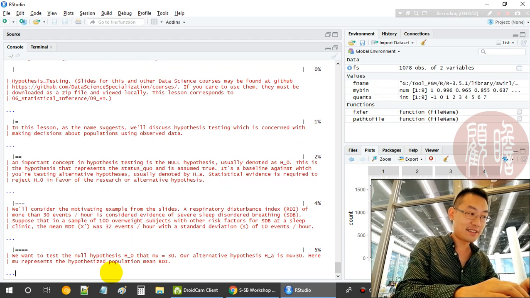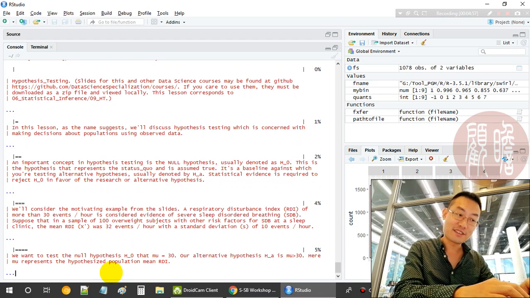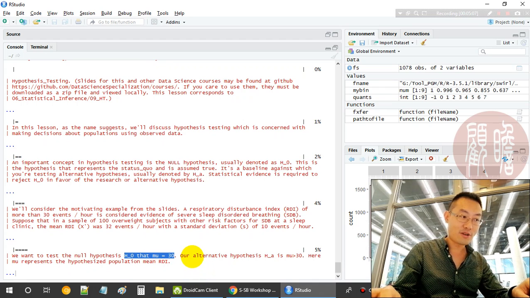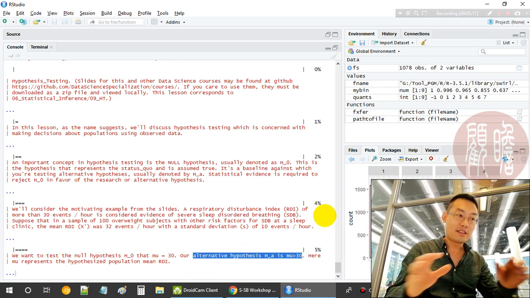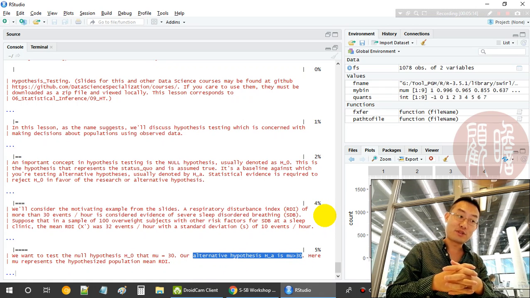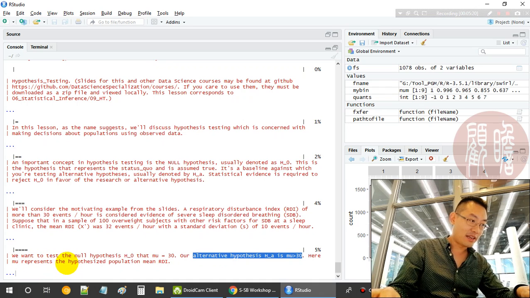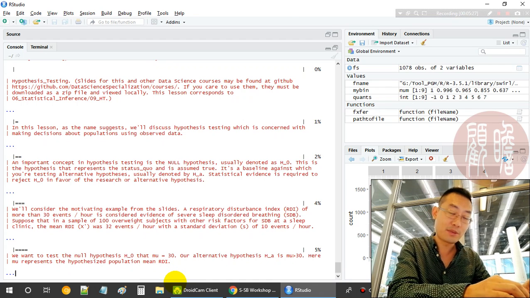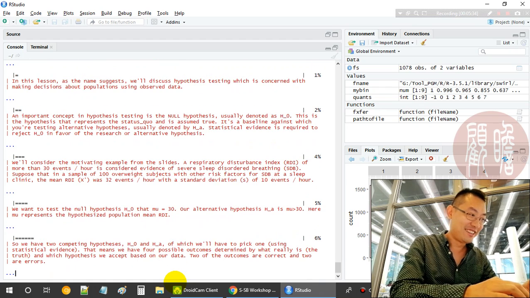So let's see how we test this in the context of hypothesis testing. We form the null hypothesis first. The null hypothesis is that the average is 30 events per hour. The alternative hypothesis is that the actual average RDI is more than 30. Here mu represents the population mean. Because we only know these 100 overweight people, we do not know whether this applies to the entire universe, so we have to estimate. We have two competing hypotheses, H0 and HA. We'll pick one.